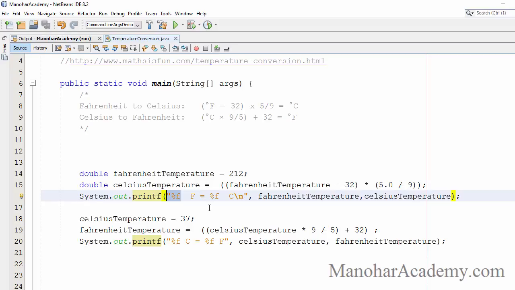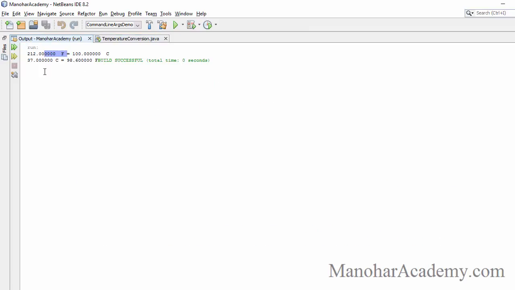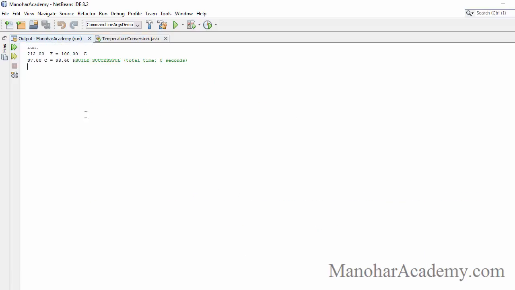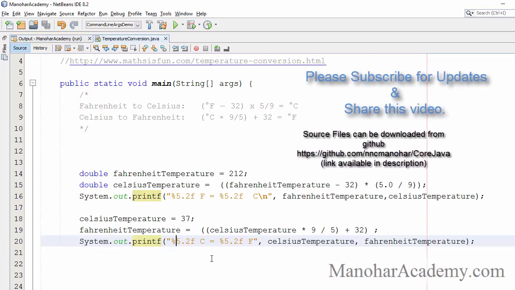Okay, let's run it now. Okay, now it's looking good. The only problem is we have so many zeros after the decimal. So let's fix that. We can simply mention how many digits we want after the decimal. Okay, now it's looking good. Okay, that is all about this temperature conversion.